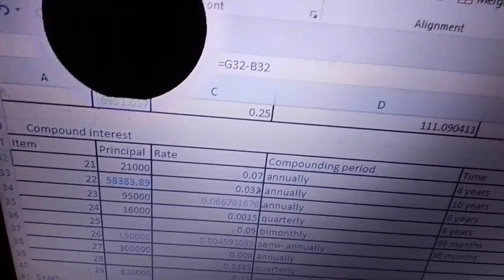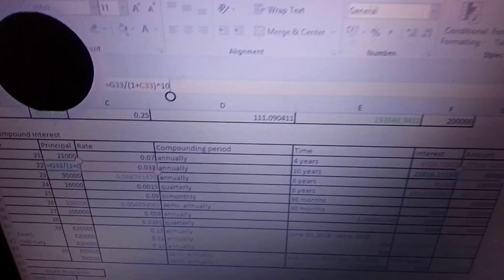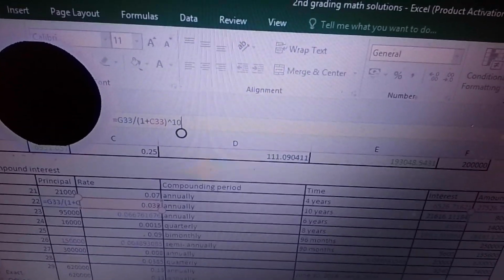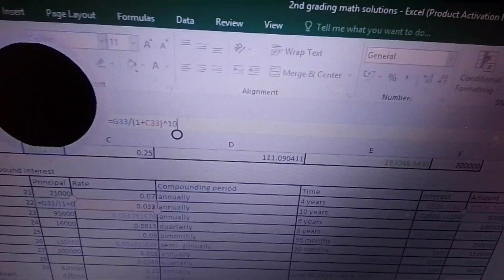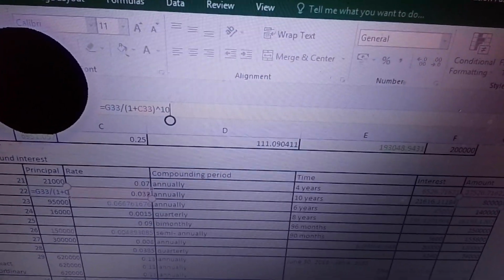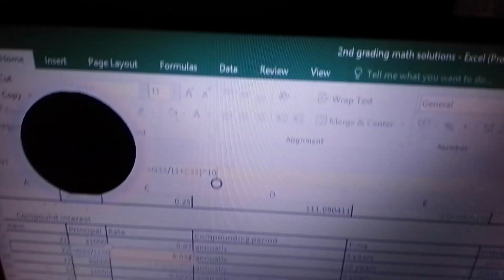Next, number 2. Your principal is supposed to be 58,383.9. This is what I did. That is being raised to the 10th power, so 1 plus 0.33 raised to the 10th power. This is your future value, and then you divide it by the answer that you get.